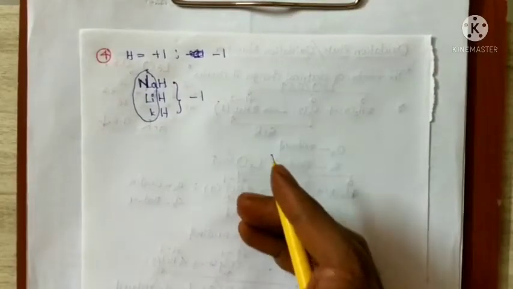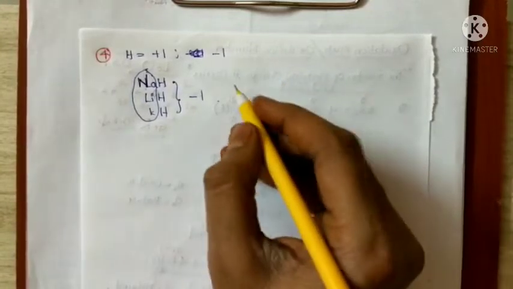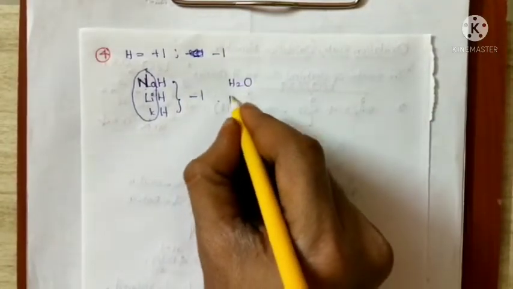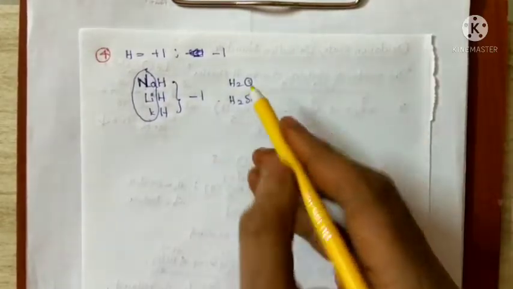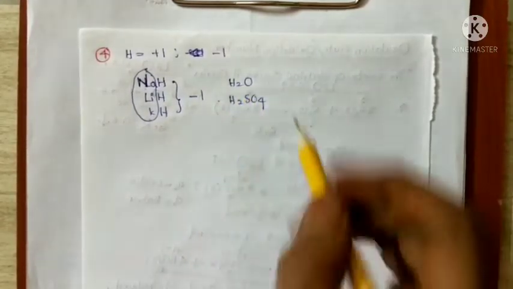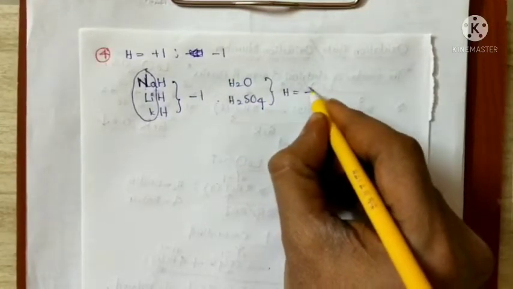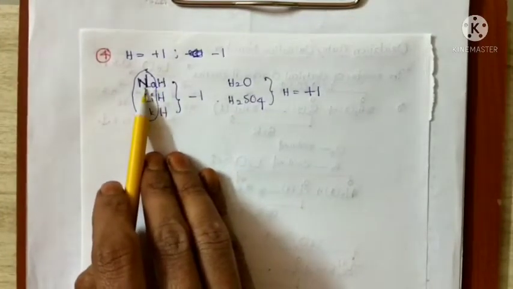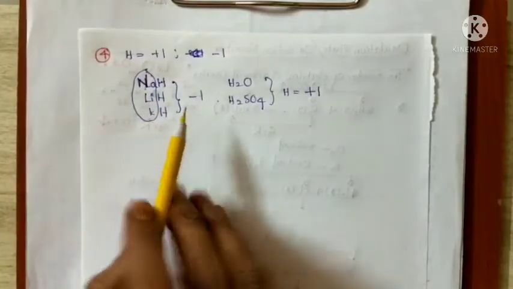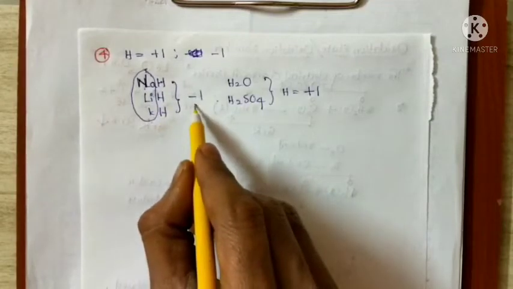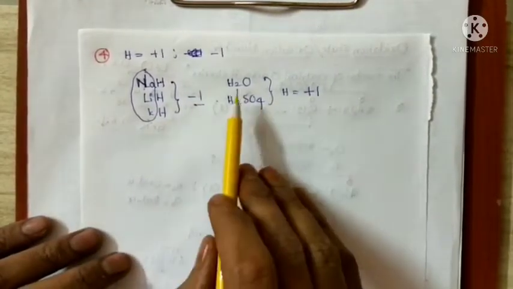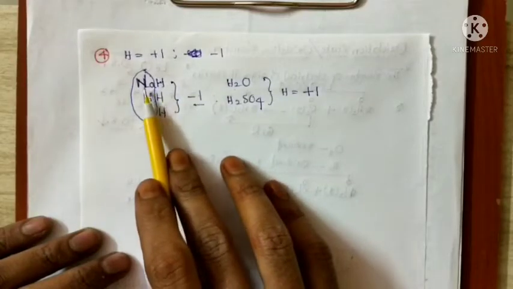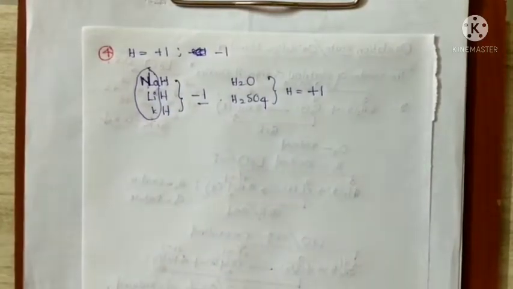If hydrogen combines with an electronegative element, for example H2O or H2SO4, the hydrogen oxidation state is always +1. If hydrogen is combined with an electropositive element, that is sodium, lithium, potassium, the oxidation state of hydrogen is -1. You can easily remember that. Whenever it is combined with an electronegative element, it is +1. Whenever hydrogen is combined with an electropositive element, it exhibits -1. So this is the fourth rule.